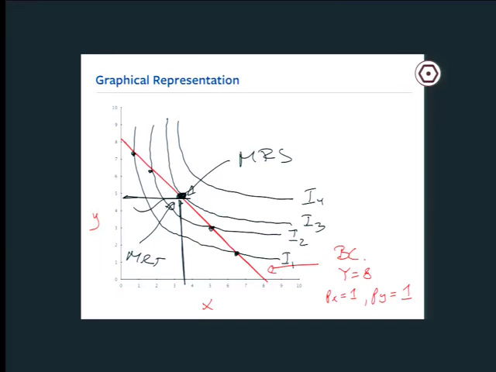I'm going to show you next time that this is equivalent to saying spending $1 on either good x or good y is going to give you the exact same amount of marginal utility, so you have no incentive to move away from this point.